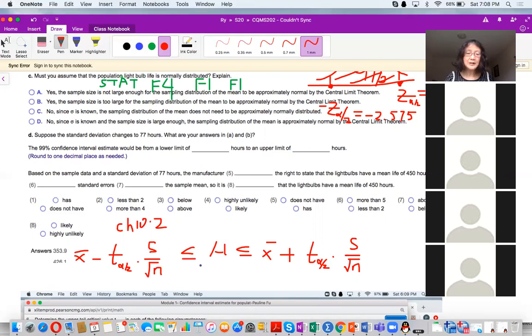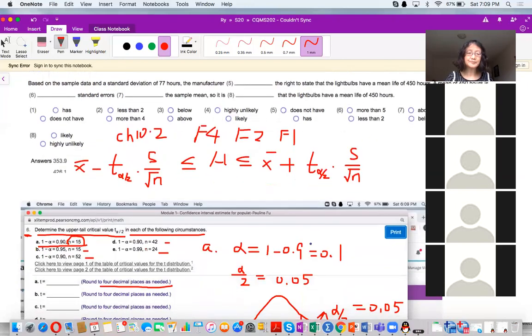And what is the calculator method? To figure out the population mean interval, you press F4, interval, and then F2, T. Finally, you press F1, 1 sample. You follow these steps, you can get the result of lower limit, upper limit. Okay, any questions? All right, so this is section 2.